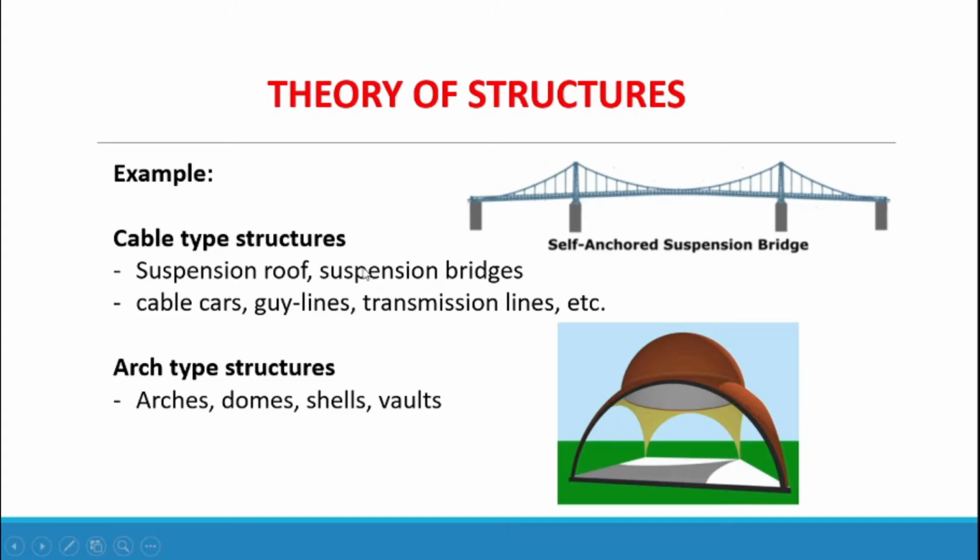And we have here examples of cable type structures. We have suspension roofs, suspension bridges, cable cars, guy lines, and transmission lines. And in this picture, we have the self-anchored suspension bridge, and this is a cable type structure. While for arc type structures, we have arcs, domes, shells, and vaults, and this is one example of a dome structure, or an arc type structure.